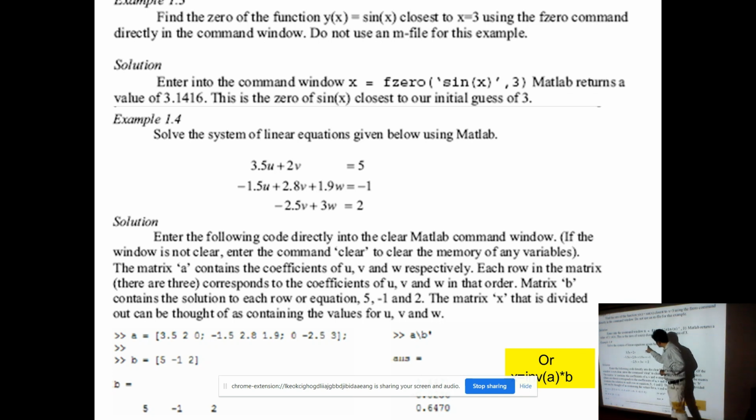Solve the system of linear equations given below using MATLAB.